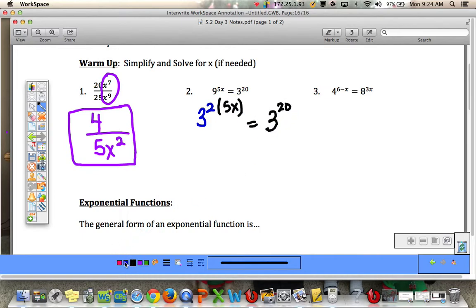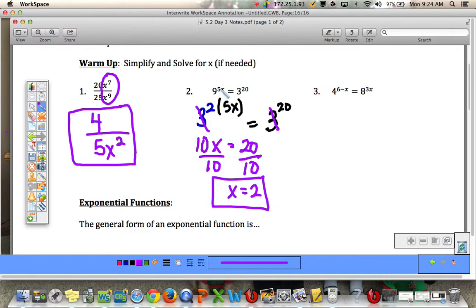Okay, once the bases are the same, you can ignore the bases and set the exponents equal. So we have 10x equals 20, and divide each side by 10. x is 2. You can plug in your answer and check: 5 times 2 is 10, 9 to the 10th power. Does it equal 3 to the 20th? And it should.